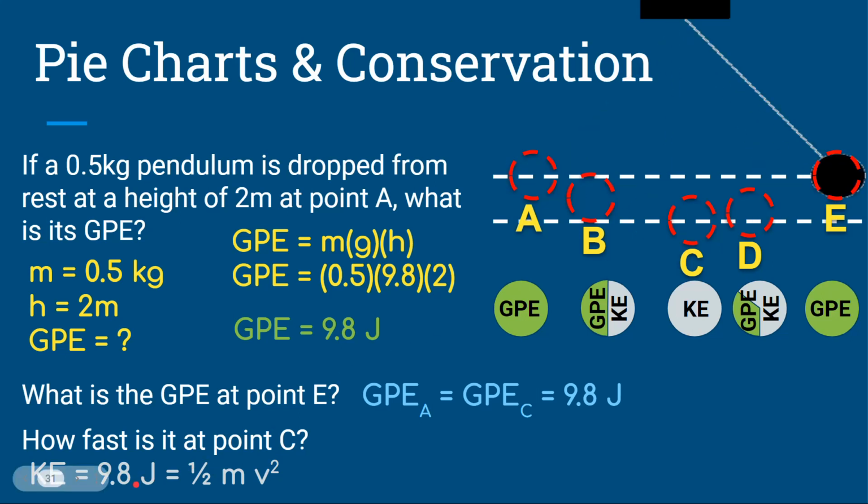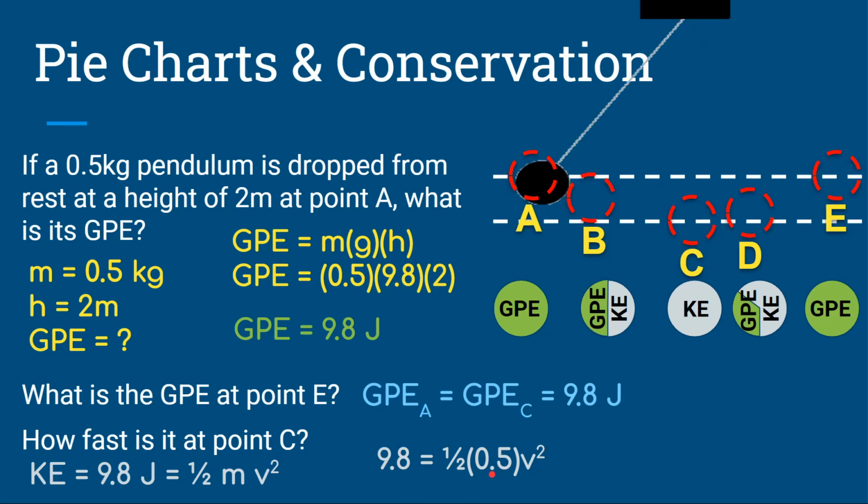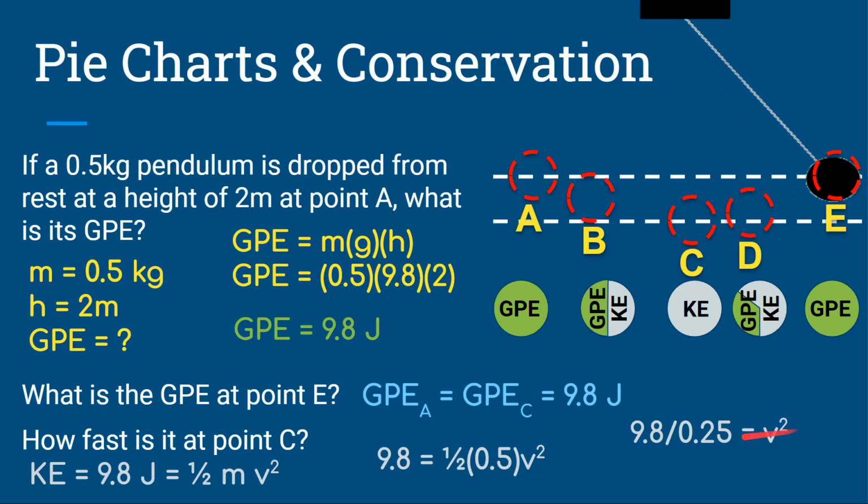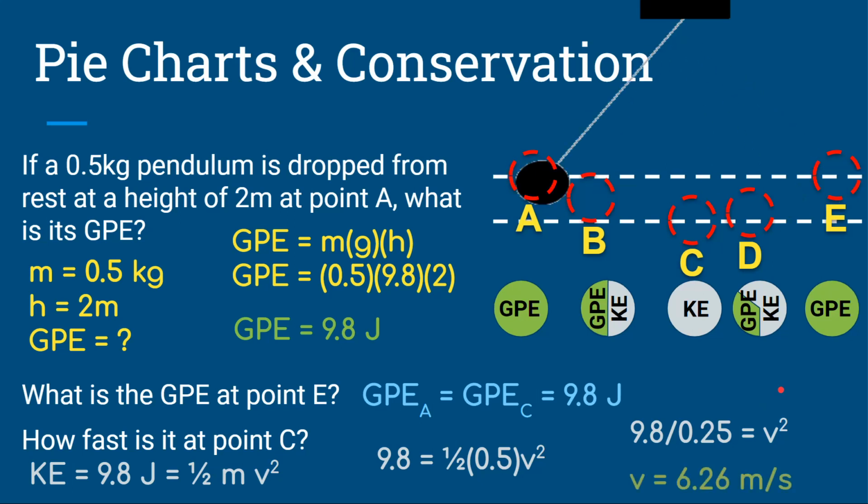Again, I have that 9.8 joules that I know is the total energy, and I can set it equal to 1/2 mv squared, and I can solve for v because I already know the mass. So I have 9.8 equals 1/2 times 0.5, that's my mass, times v squared. Half of 0.5 is 0.25, and I divide both sides by 0.25, so 9.8 divided by 0.25 equals v squared. Then I take the square root and I get 6.26 meters per second.